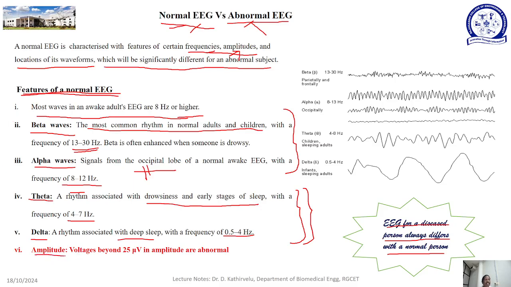And what are the amplitude characteristics of a normal EEG? An EEG wave will have an amplitude of around 25 microvolts. Any wave recorded from the scalp with a voltage or amplitude greater than 25 microvolts indicates abnormality. For example, epileptic subjects will exhibit an EEG waveform with amplitude greater than 25 microvolts, in the order of 50 or 100 microvolts.